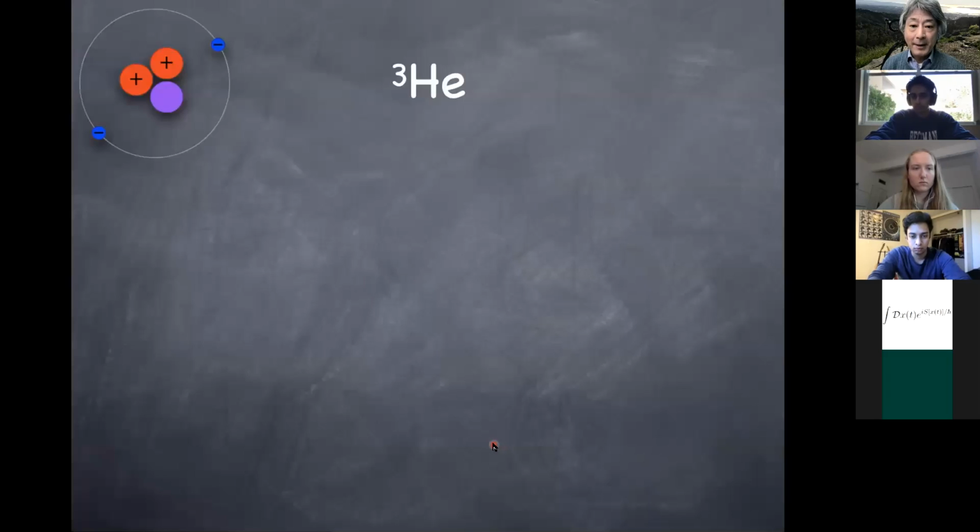Okay, all right. So now comes the helium-3. When you think about helium-3 instead of helium-4, we learned that helium-4 would become a superfluid at a very low temperature, and that's because of bosons and condensate. Helium-3, that is lacking one neutron.